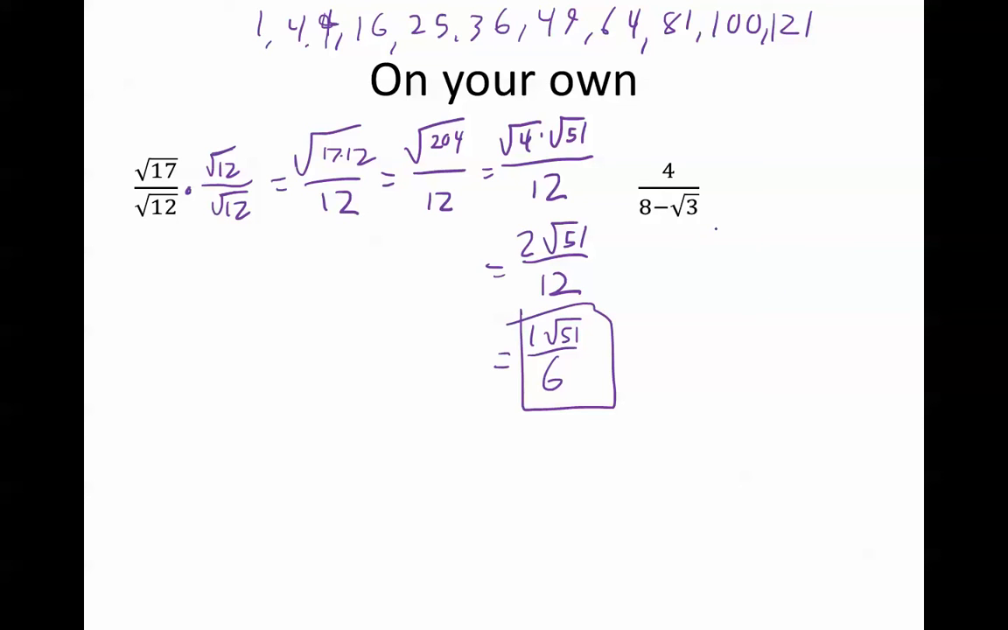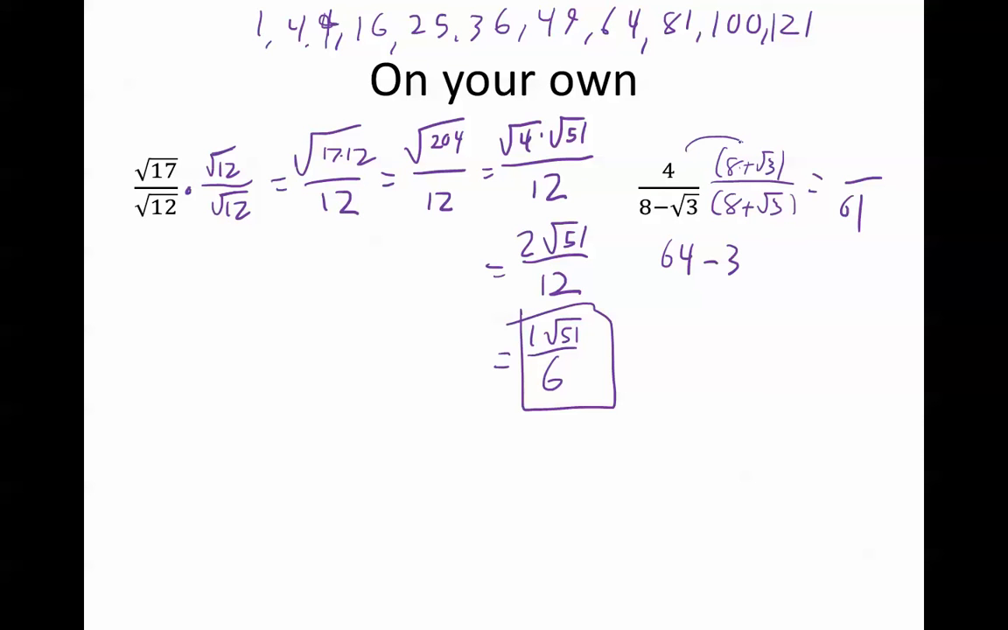Let's do this one over here. We are multiplying, again, by the same thing, except when there's two terms, we're going to switch the sign. So this is 8 plus root 3. So the bottom becomes 64, and that's negative 8 root 3 and positive 8 root 3, so those cancel, and this is negative 3. So that's a 61 in the denominator.